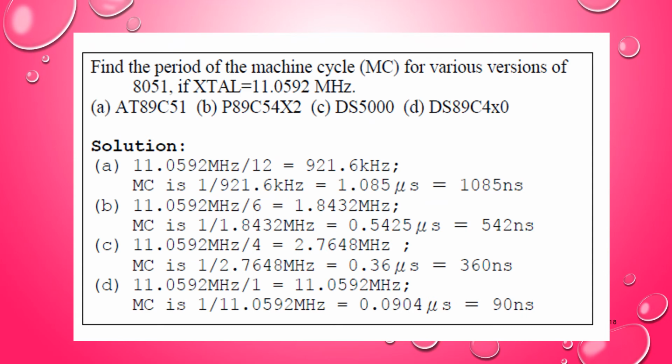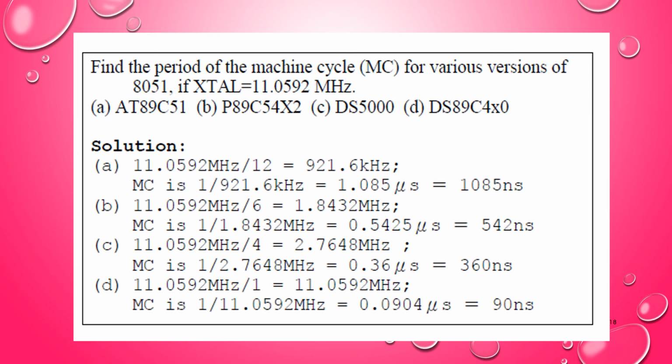For example, for various devices from various manufacturers, if the crystal frequency is 11.0592 megahertz, then for Atmel 89C51 it becomes 11.0592 megahertz divided by 12, which is 921.6 kilohertz, and therefore the period is 1 upon 921.6 kilohertz, which gives 1.085 microseconds, or that is nothing but 1085 nanoseconds.